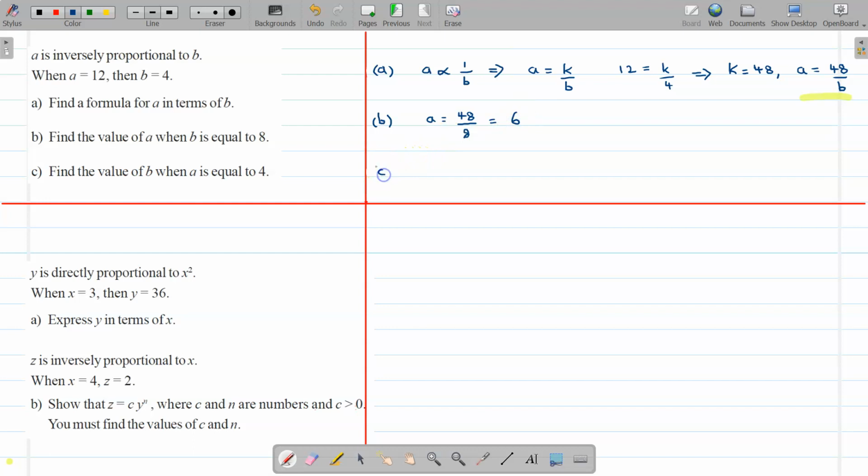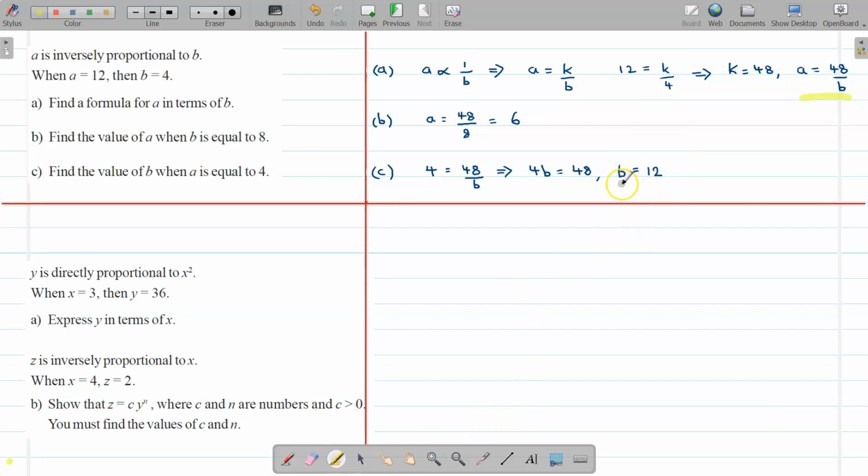And for part C, this time we're given the value of A as being equal to 4. So we put that in place of A. And we know that 4 equals 48 divided by B. Okay, and so we're going to find B by multiplying both sides by B. So we can say therefore that 4B is equal to 48, and therefore B must be equal to 12. Okay, B equals 12. And that's the answer.